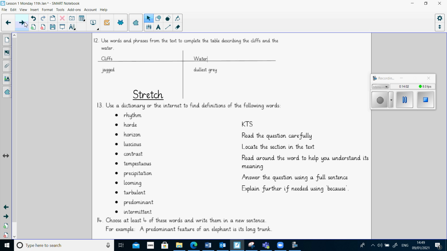Now, the answers to all of those questions are on another document in Teams and it says answers. You can mark this yourself, but do not look at the answers until you've had a go yourself, okay?